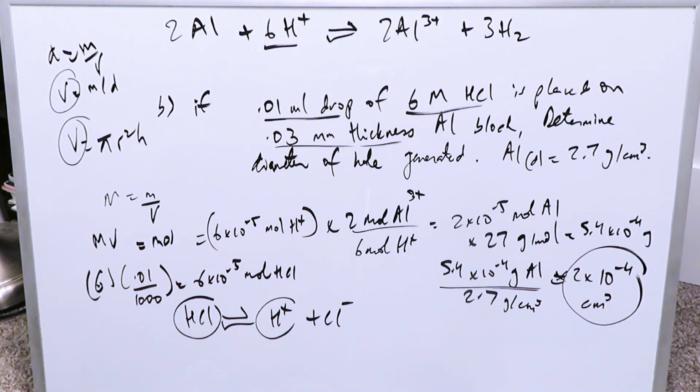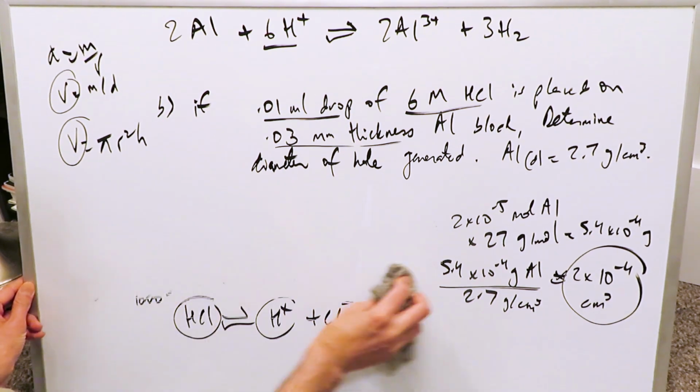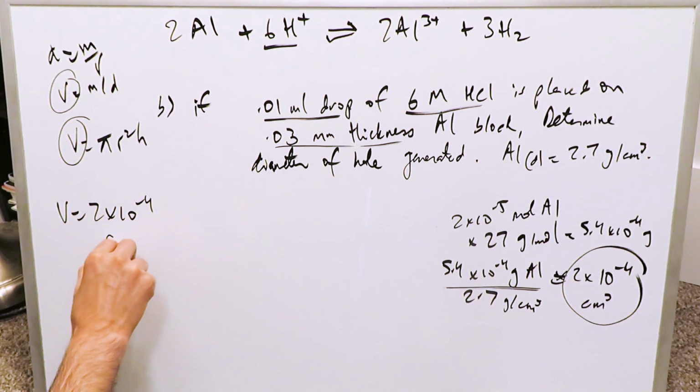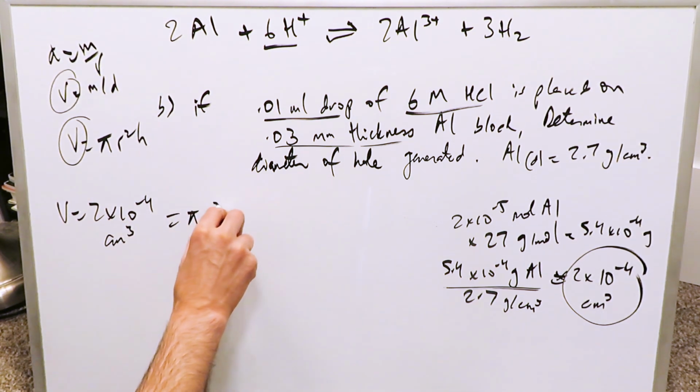You don't need much of this anymore. All of this can be removed because now we're looking at this volume formula. I'm removing all of this because it has served its purpose. We have volume, which is equal to 2 times 10 to the minus 4 centimeters cube. It's a unit of volume, equal to pi r squared h.